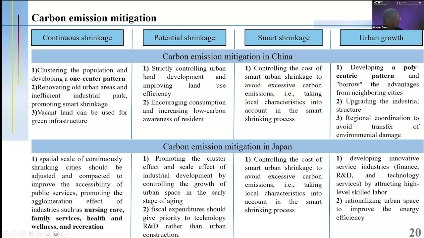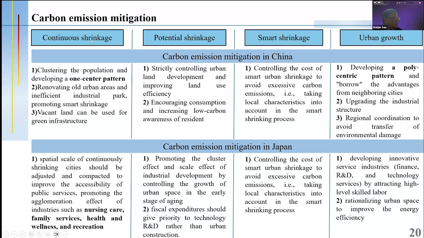But for the continuously shrinking cities in Japan, it's a very serious phenomenon, and also a problem for the urban development. So the spatial scale of continuously shrinking cities should be adjusted to improve the accessibility of public service, promoting the aggregation effects of industry such as nursing care, family service, health and wellness, and recreation.